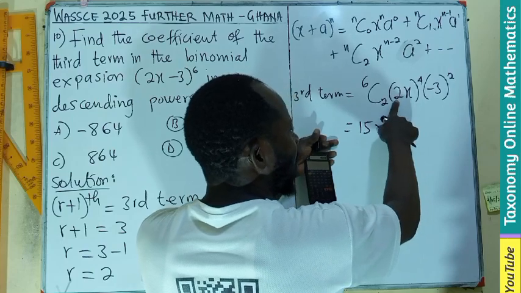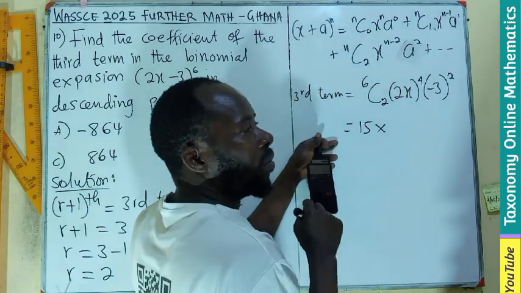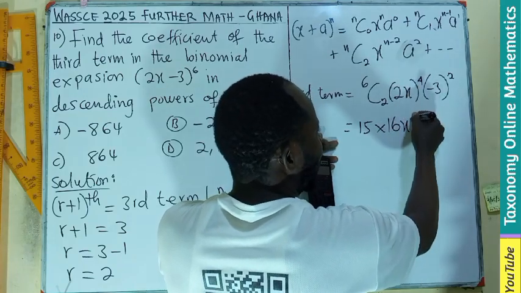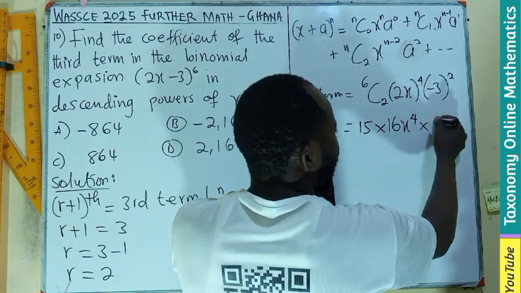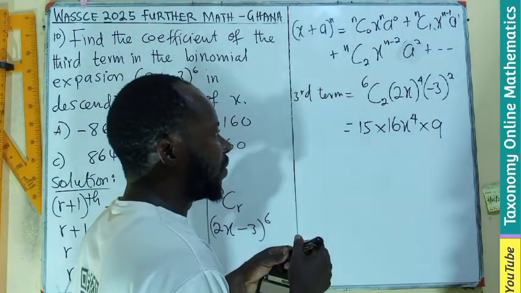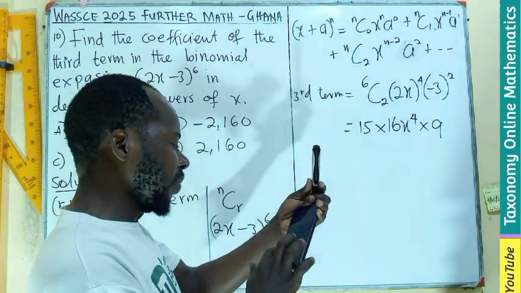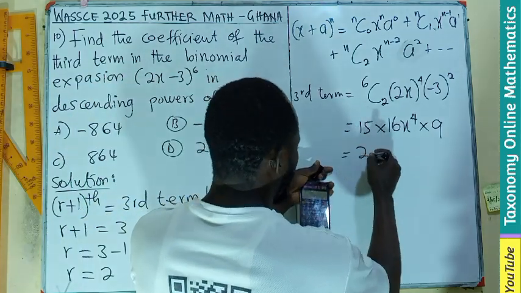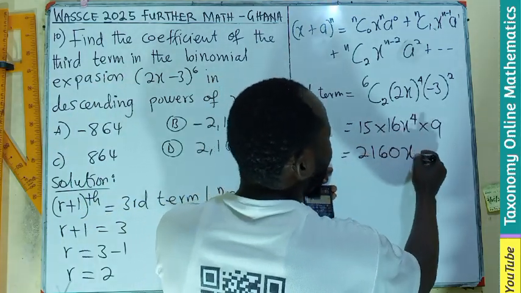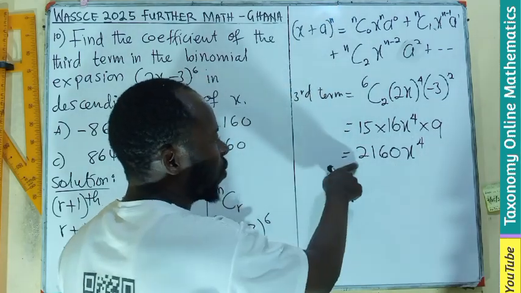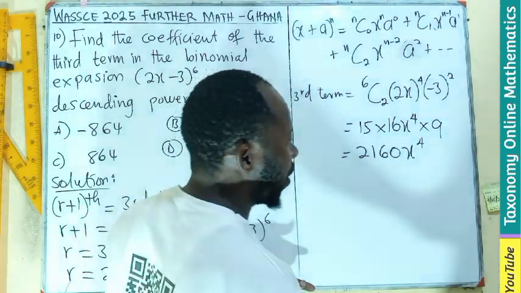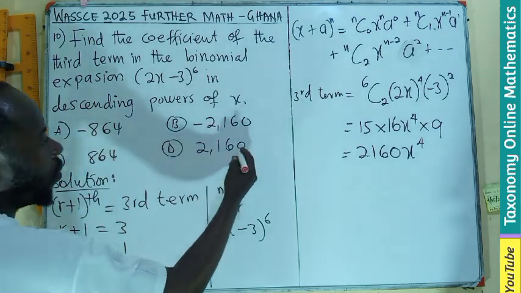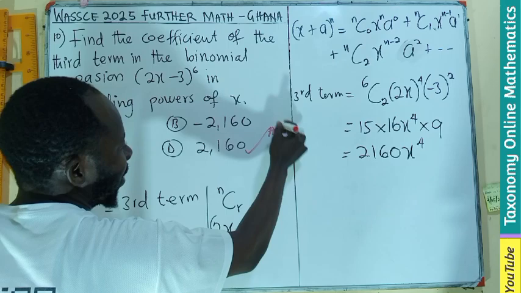6 combination 4 will give you 15. Then this is going to be 2 exponent 4, that will be 16, so 16x raised to the power 4. This is going to be times 9, because negative 3 times negative 3 will give you 9. So now let's multiply 15 by 16 by 9 and see. That will give you 2160 x exponent 4. To find the coefficient, the coefficient is going to be a positive value, which is 2160 as the option.